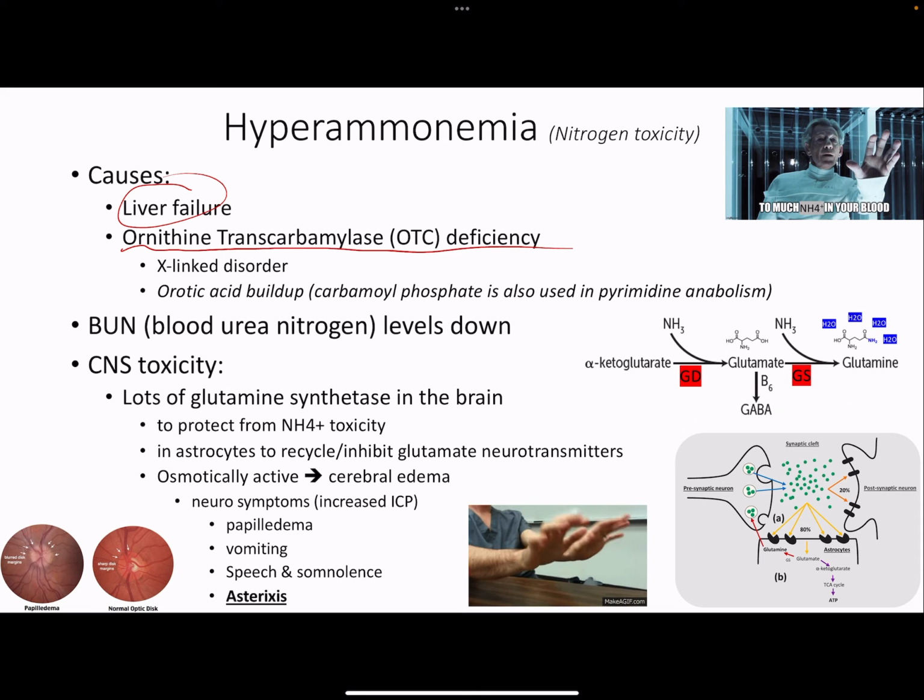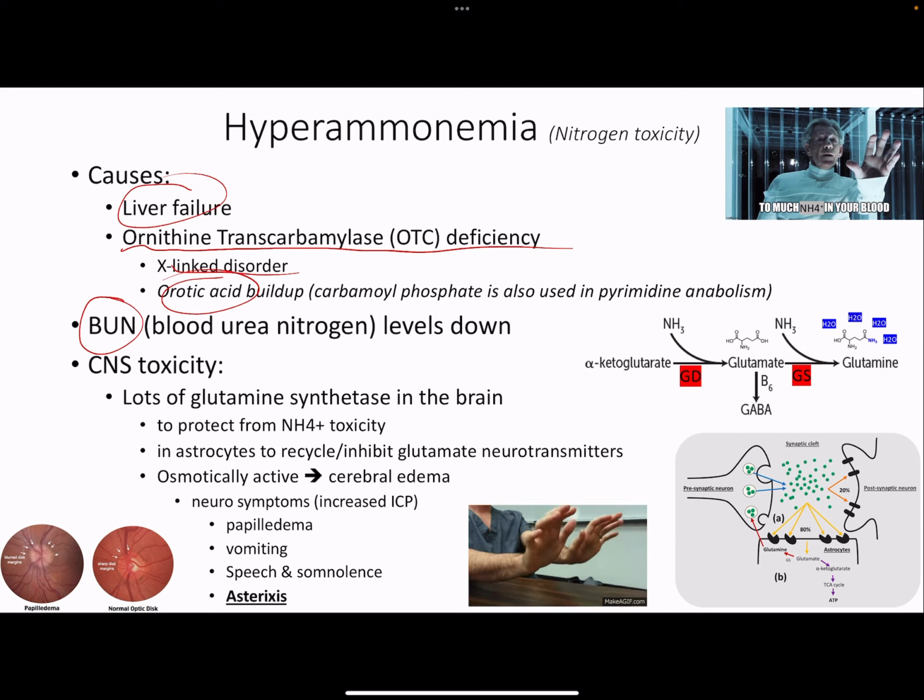Yes, but remember that we had CPS1 and CPS2. It turns out there's another use of carbamoyl phosphate in nucleotide metabolism. The carbamoyl phosphate is going to be turned into something called orotic acid, which we'll talk about in a hot second with nucleotide metabolism. So ornithine transcarbamylase deficiency, an X-linked disorder, causes orotic acid to build up. Typically, if you have too much ammonium in the blood, your liver's not working and the urea cycle is not working, so you're not generating as much urea. So your BUN levels are going to go down.